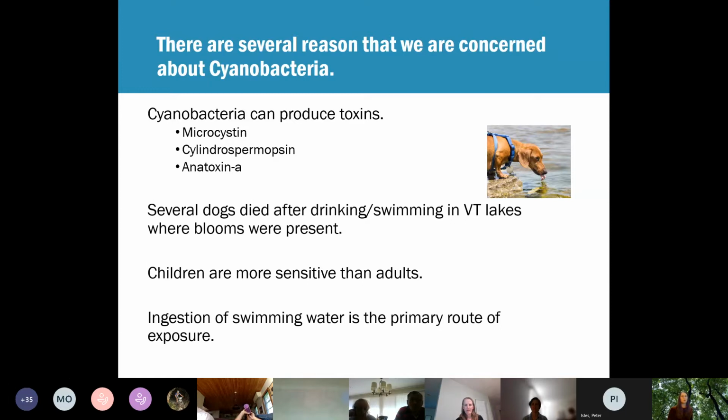sometimes they do and sometimes they don't. One of the reasons that we are concerned about cyanobacteria is that there have been several reports of dog deaths after dogs have been swimming in the lake or recreating in ponds in Vermont. So we know that these blooms have the potential to be harmful.